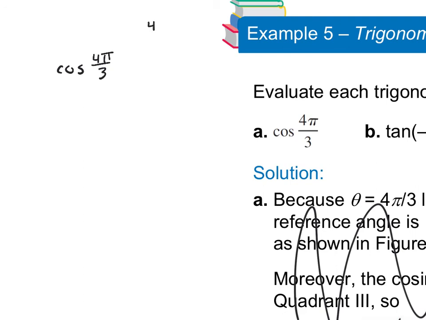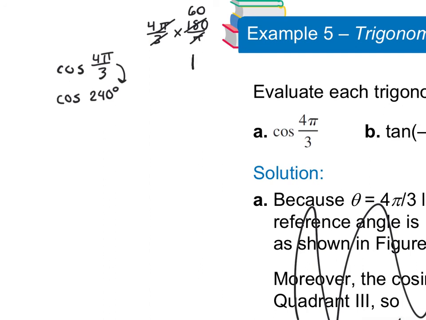So to convert, we multiply by 180 over pi. So the pi's cancel. We can divide 3 into 180, and this would be 60. And then 60 times 4 would be 240. So this is actually the cosine of 240 degrees. So same thing, no difference there.